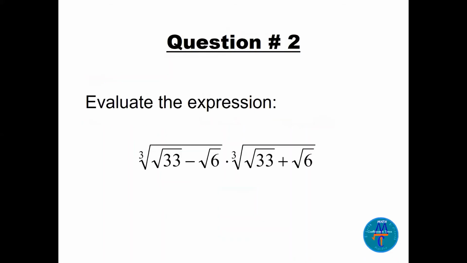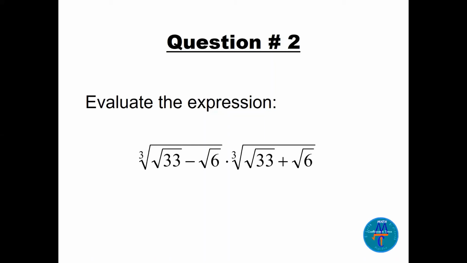Now let's go to question number 2. Really nice question to try before you see the answer. You have a cube root, and inside you have a subtraction of 2 square roots, radicals, times a big cube root, and then you have a sum of 2 square roots. Evaluate the expression. Find the value, the number equal to this expression.